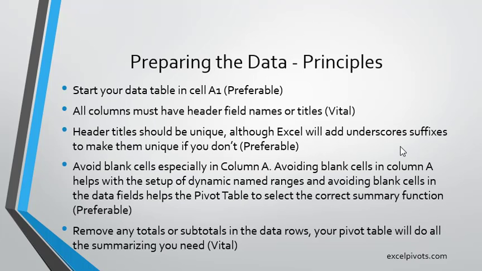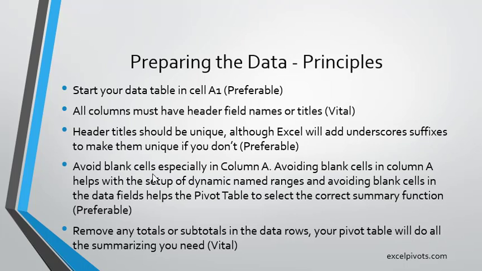So there's this website called excelpivots.com, and they had a nice summary of the principles you should consider as you prepare your data. So in general, it's probably easier if the data starts in cell A1, the upper left corner. Not necessary, but probably simpler. It is important that every column has a field name, at the header, and you'll use that to build the tables later. So you've got to have headers everywhere. Those should be unique, but Excel will deal with it if they're not.